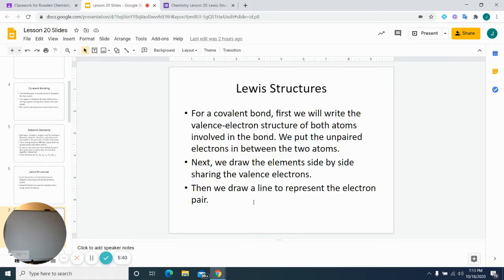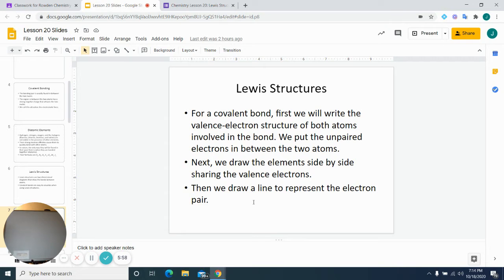What we're going to do is write the valence electron structure, and then move it around so that the unpaired electrons are in the middle of the two atoms. Remember, we had that valence electron structure where you have 1, 2, 3, 4, and you have a place where you put each dot. We did those a week ago.